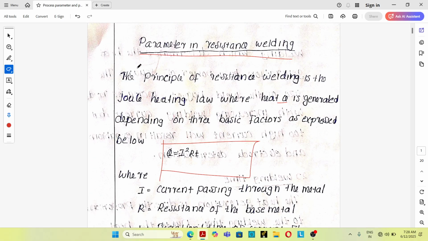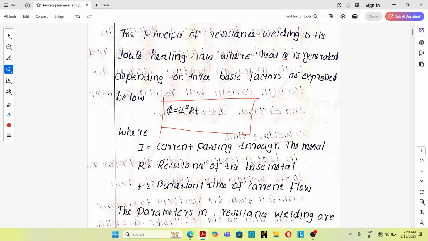So in the resistance welding process, the heat produced during welding process Q is equal to I square RT. So the heat produced depends upon the current passing through the metal, resistance of the base metal, and duration or time of current flow. So heat Q is directly proportional to current, resistance and duration time.